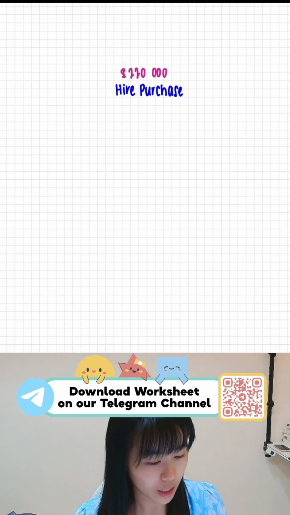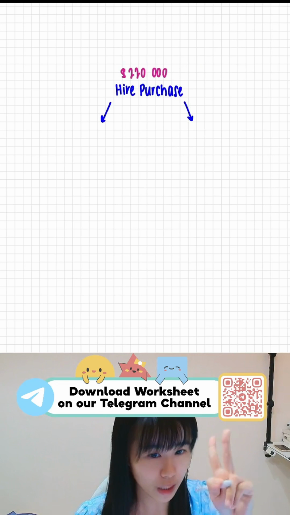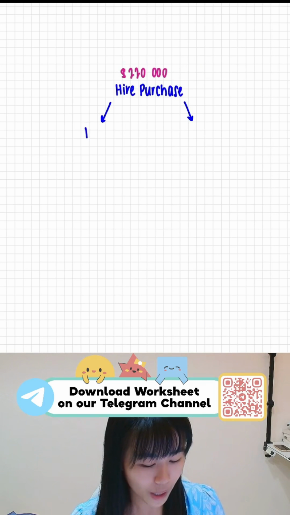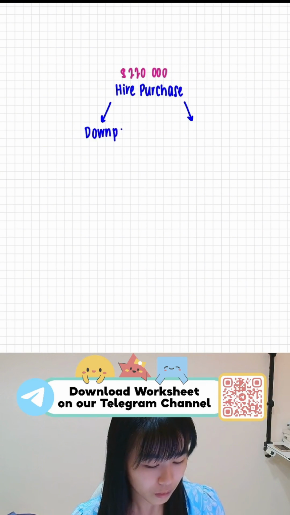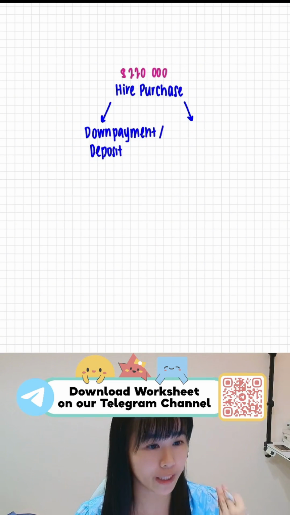So then what happens? That's why we take hire purchase. When we take hire purchase, two things will happen. Number one, you need to pay this thing called the down payment, which is the same as your deposit. Sometimes they say down payment, sometimes they say deposit.